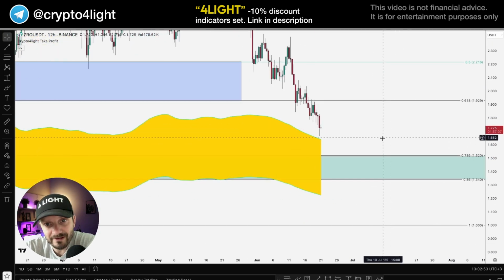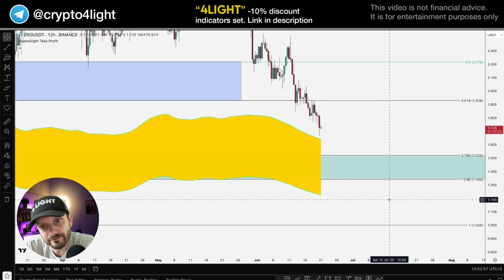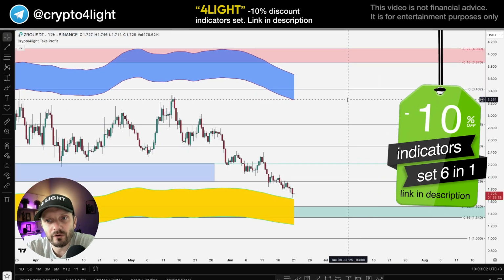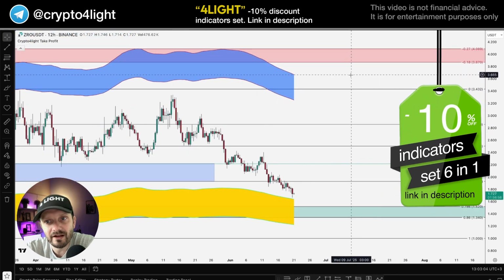On the 12-hour time frame, like you can see, we can test and hold the line at $1.63. It's a buy line. Fundamental value, $1.22. All lines are dynamic. Take profit $3.26, exit line $3.66.